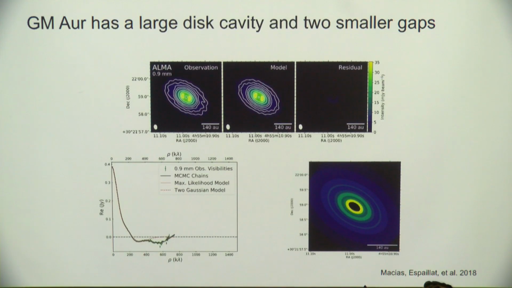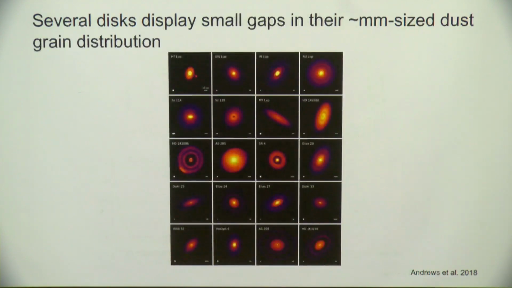So it's not obvious from these images, but if you look at the visibilities, you can actually tease out that you have a large cavity in the disk and these two rings, or two gaps, in the outer disk. So you have a large cavity of about 20 AU radius, and then you have these other gaps in the disk at 40 AU and 80 AU. So how is the gas traveling through these large gaps in the disk of Geomorrhagi? That's a big question.